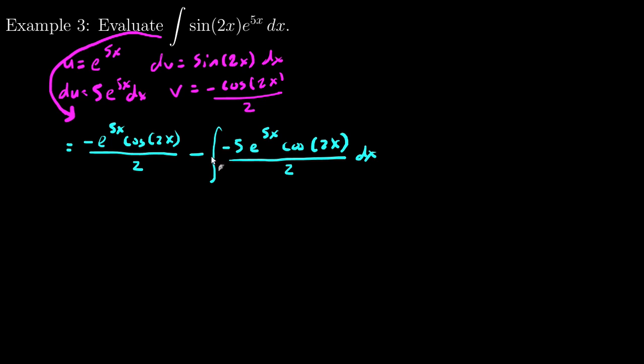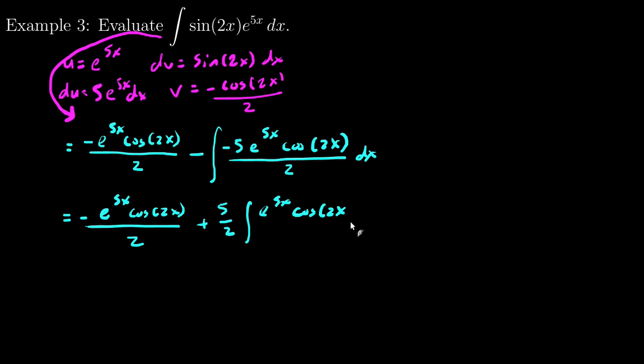And I can clean this up a little bit. I see a negative negative, I see it's 5 halves, and so I will do that. And so I'll get a negative e to the 5x cosine 2x all over 2 plus 5/2 times the integral of e to the 5x cosine 2x dx. And I do the same thing.